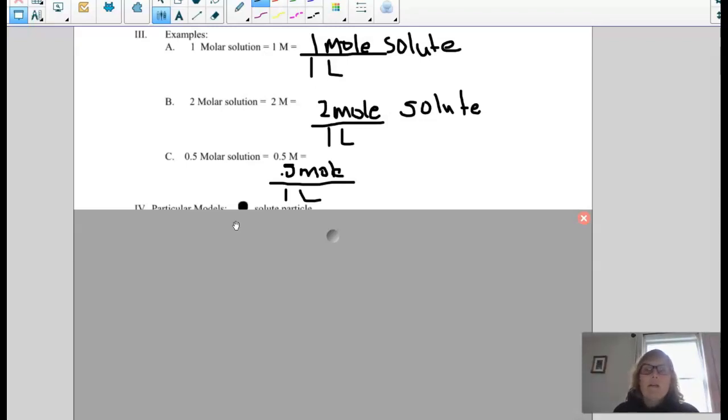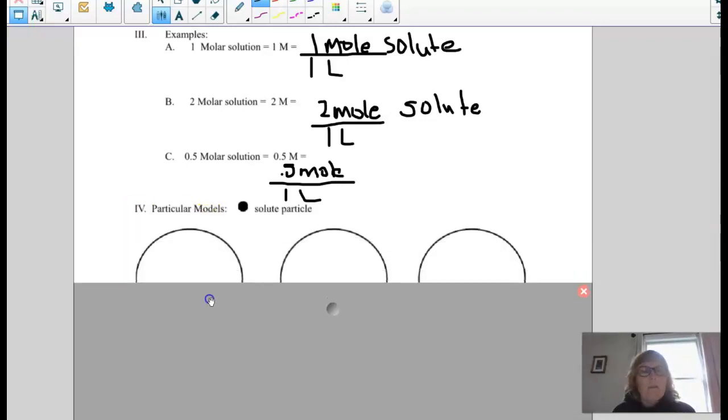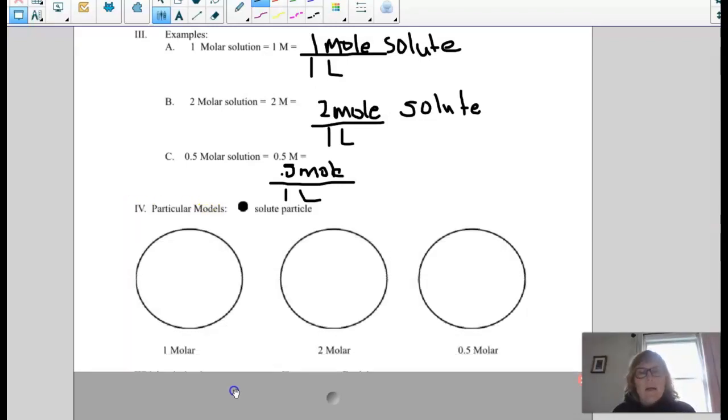And then if we were trying to illustrate 2 moles, we'd put 2 moles in a 1 liter container, and that would be 2 moles per 1 liter. So what does that look like here? Well, if I'm going to use my colored pen here, if I say in a 1 molar solution, I have 10 moles of solute per 1 liter. So 1, 2, 3, 4, 5, 6, 7, 8, 9, 10.